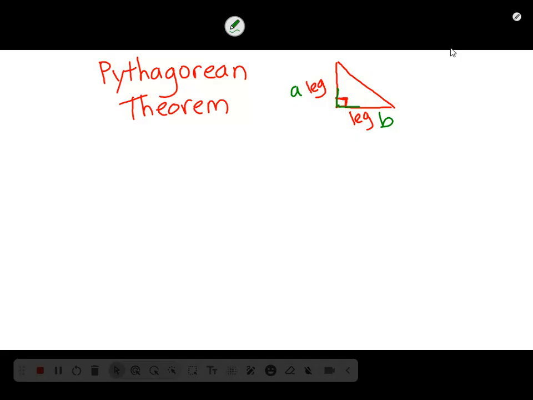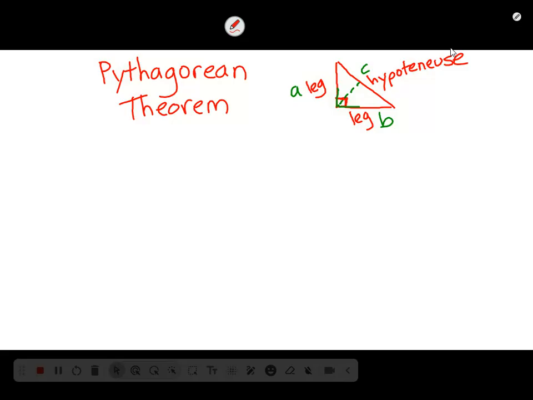Directly across from that right angle, what letter do you think it is? C. And C's name is called the hypotenuse. So our right triangle is made up of 2 legs and 1 hypotenuse. The 2 legs are A and B. The hypotenuse is C.